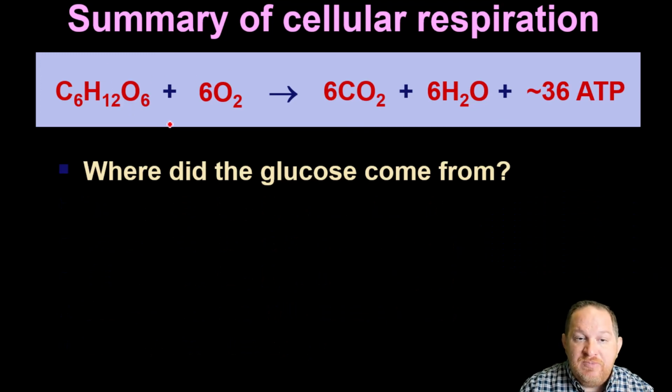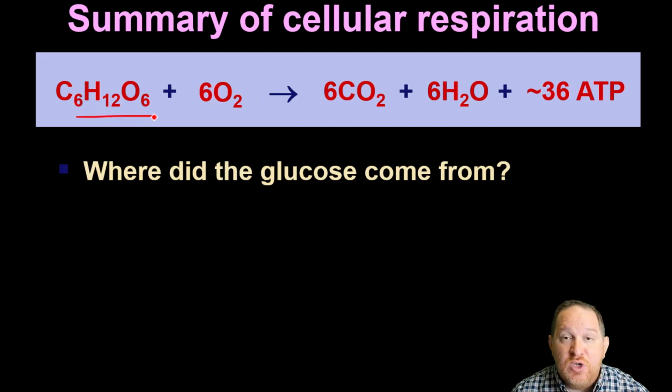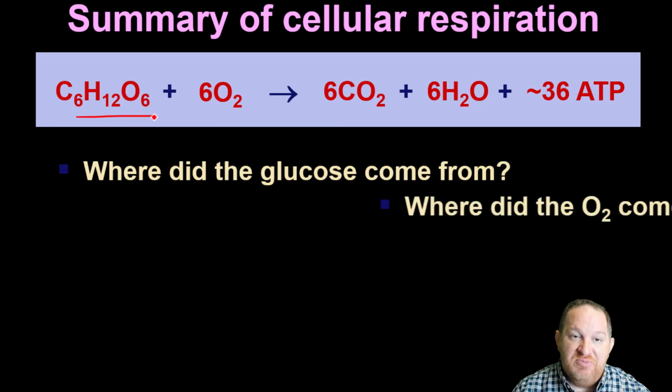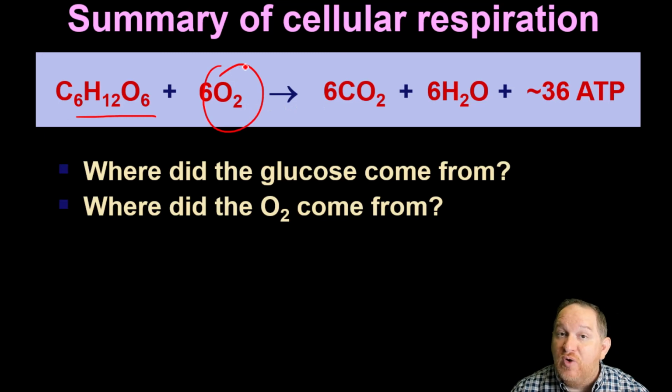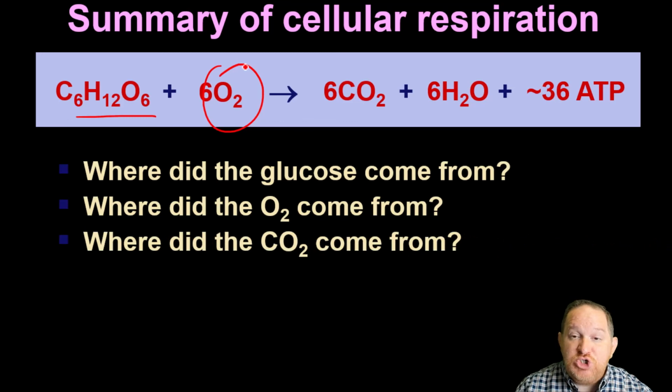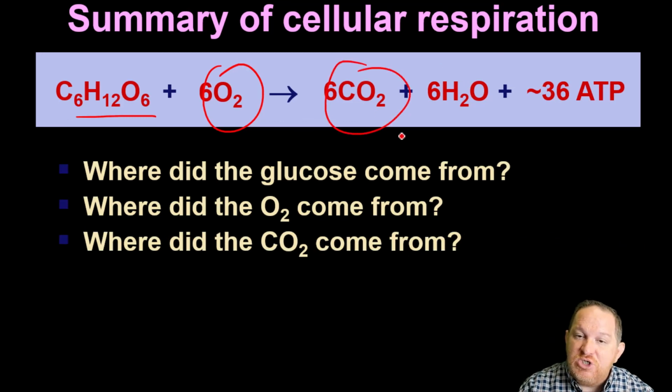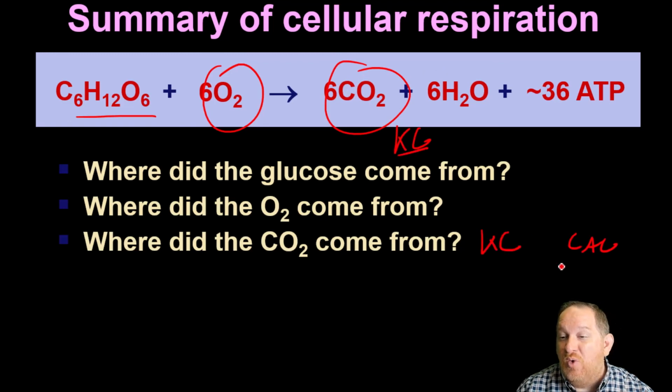Here's the equation. Where did the glucose come from? Okay, well, hopefully you got that glucose from eating something, right? The glucose came into your body, you broke down some carbs. Where did the oxygen come from? Well, hopefully you breathed that in and it came into your cells. Where did the CO2 come from? Remember, the CO2 came from the cycle, the Krebs cycle, right? So that came from the Krebs cycle, or the citric acid cycle. We also made some CO2, if you're getting really specific, in pyruvate oxidation.